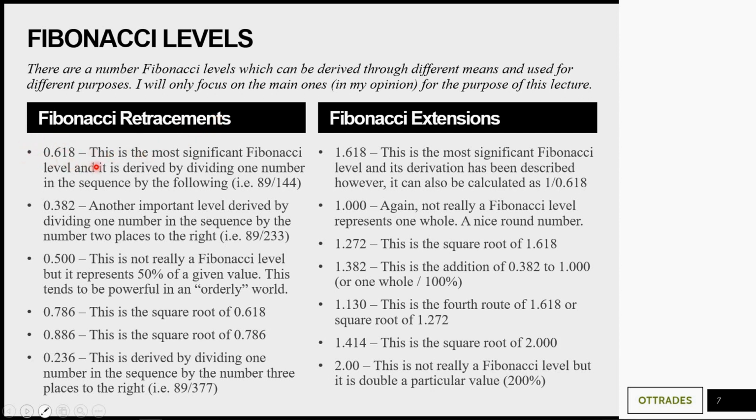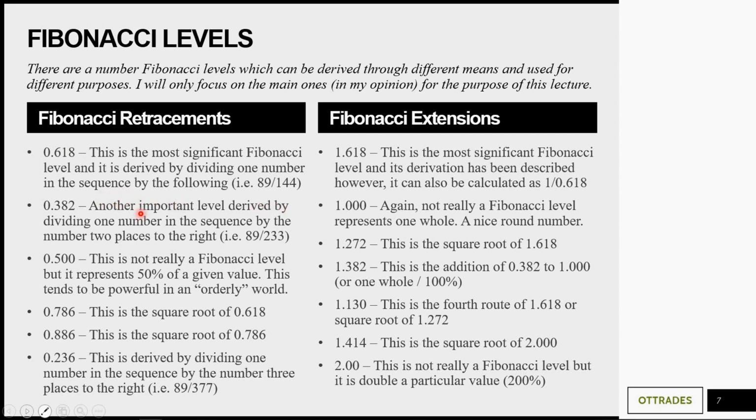So the 0.618 level, this is the most significant Fibonacci level and is derived by dividing one number in the sequence by the following. So rather than that original golden ratio, the 1.618, where you're deriving 1.618 by dividing the number by the previous number, you're now doing it in reverse. I hope that makes sense. So yeah, dividing one number in a sequence by the following number, i.e. 89 divided by 144, will give you 0.618.